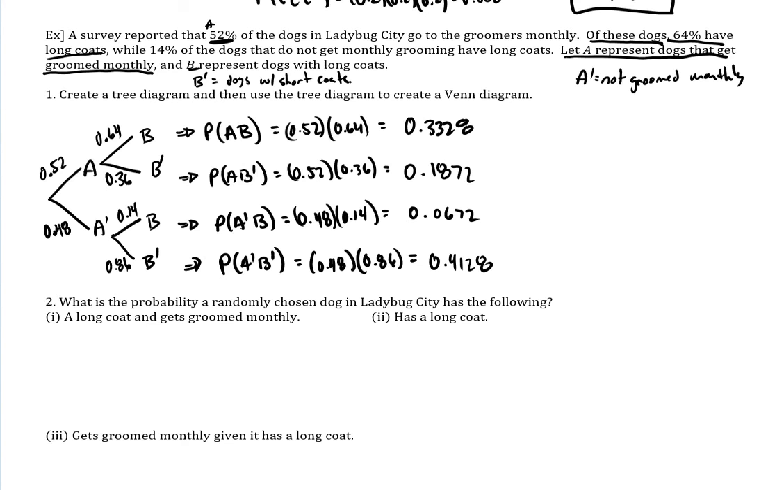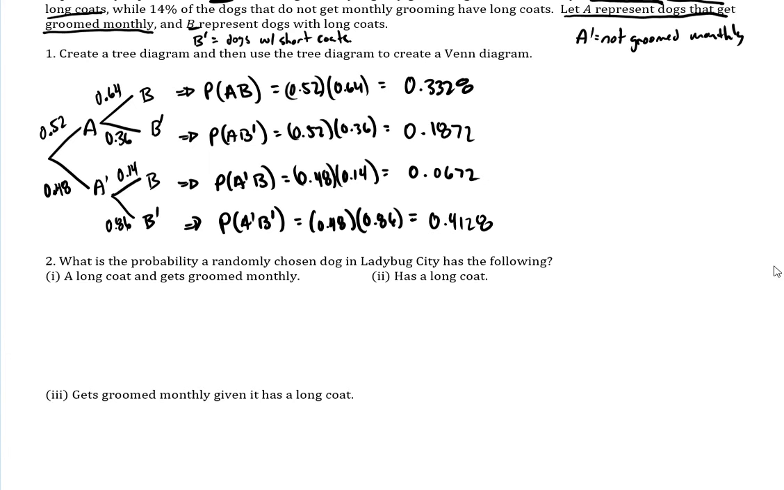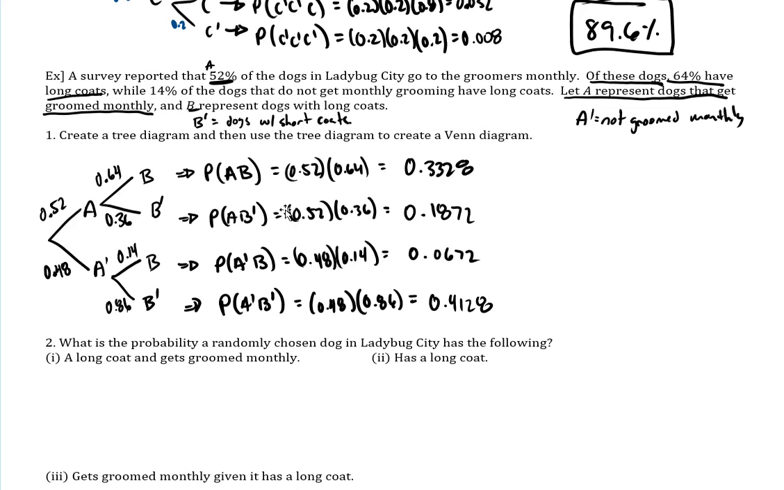All right, and now we still need to make sense and make sure that we can answer whatever they want us to answer. So in this number 2, it's asking, what is the probability a randomly chosen dog in Ladybug City has the following: a long coat and gets groomed monthly? Okay, so let's further break down the A and B, and so forth. In words, this A is the dogs that get groomed monthly, and this dog has a long coat. So this is the probability the dog is groomed monthly and has that long coat.